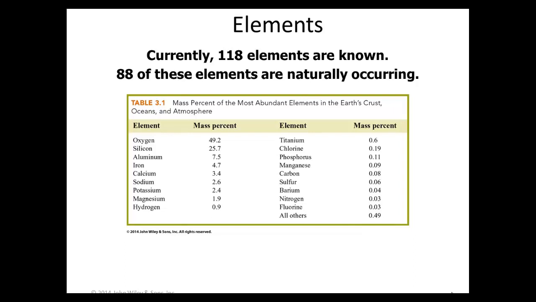So currently there are 118 elements that are known, and 88 of these elements are naturally occurring, and those are the ones that you're mostly going to need to be concerned with in this course. And even if you look at the Earth's crust, oceans, and atmosphere, so basically our Earth, most of our Earth is actually made from oxygen. That's about 49.2%. And silicon is about 25.7%.